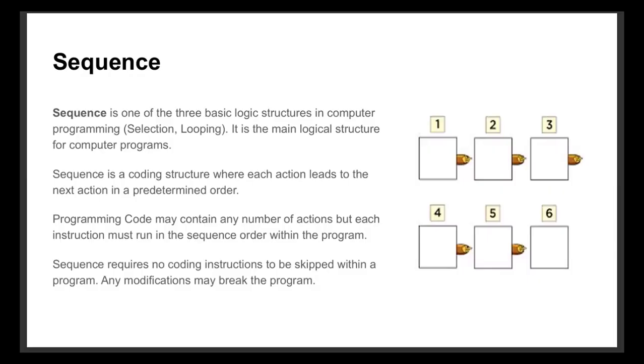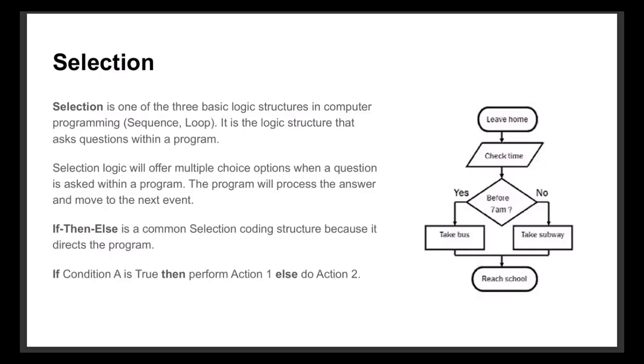The second logical structure is selection. Selection is the logical structure that will ask questions within a program. Sometimes we also call these conditionals. Selection logic gives the user multiple choice options to choose or opt in the program code. The program will then process the input or the answer that is entered by the user and move on to the next step. One common selection technique is an if-else statement.